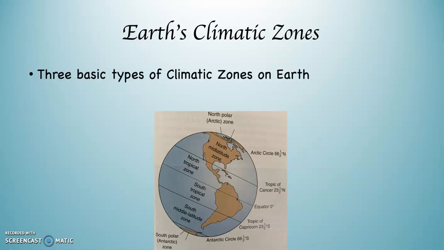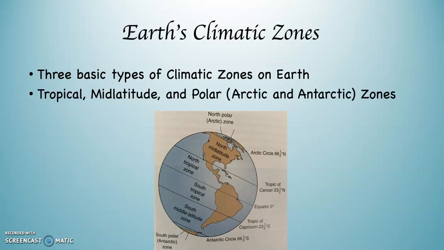What I want you to know is this. There are three basic types of climatic zones on Earth. Those three types are the tropical zone, the mid-latitude zones, and the polar zones, what I'm going to refer to as the Arctic and Antarctic zones. I articulate those in that way because technically these are phonetic words, so you say all of the letters. It's not Artic and Antartic. It's Arctic and Antarctic zones.